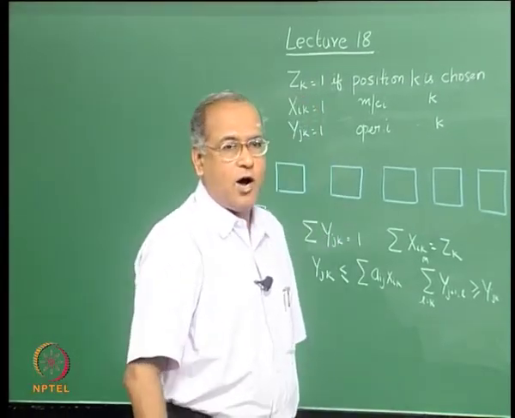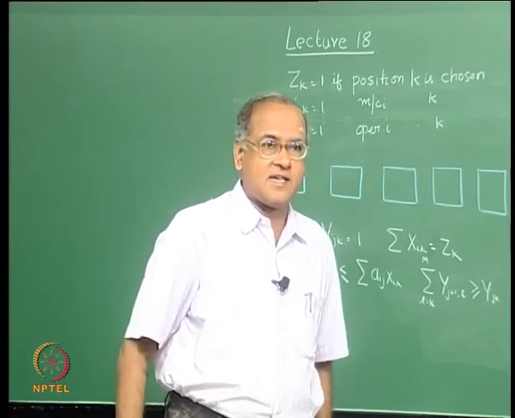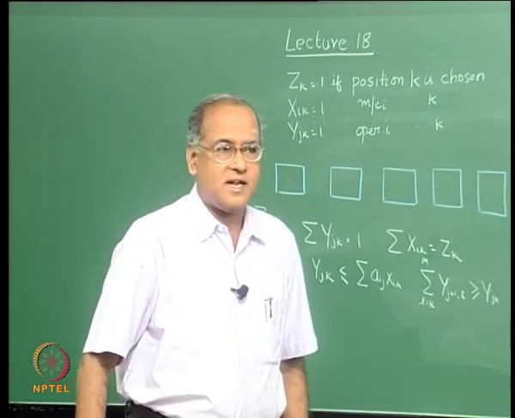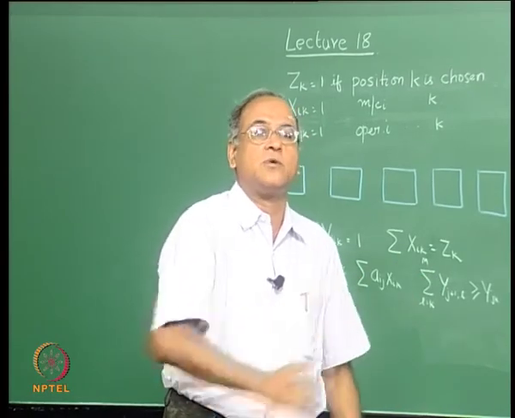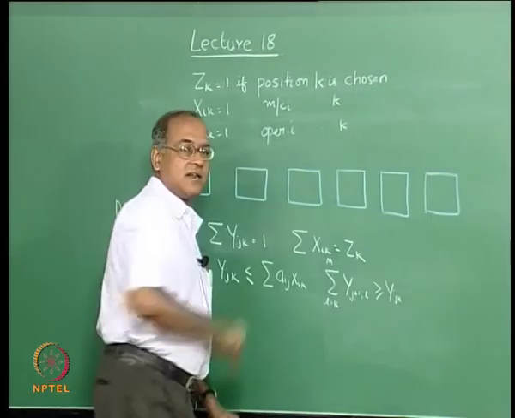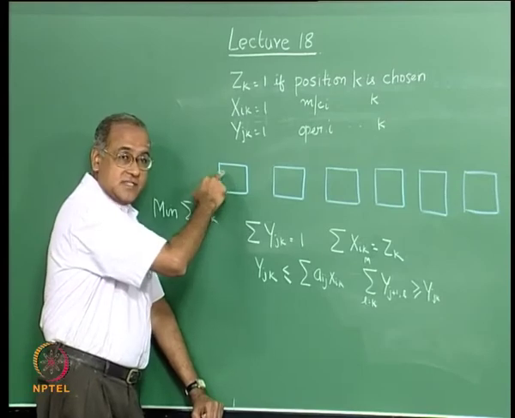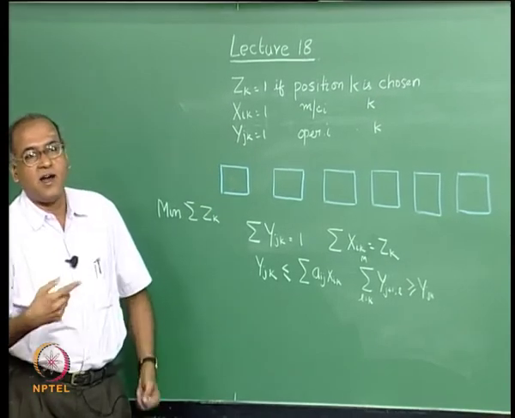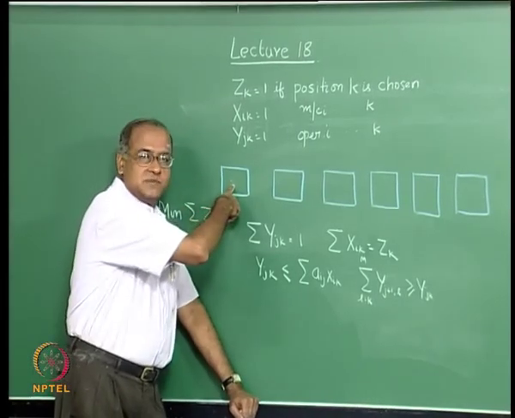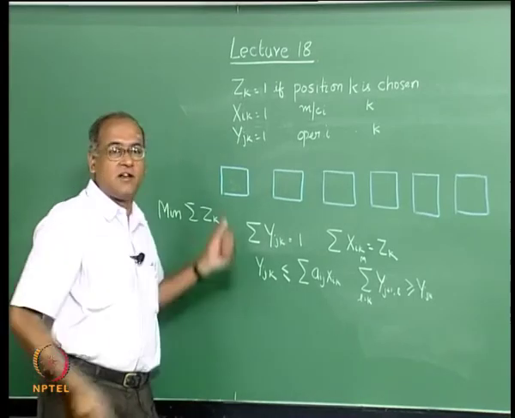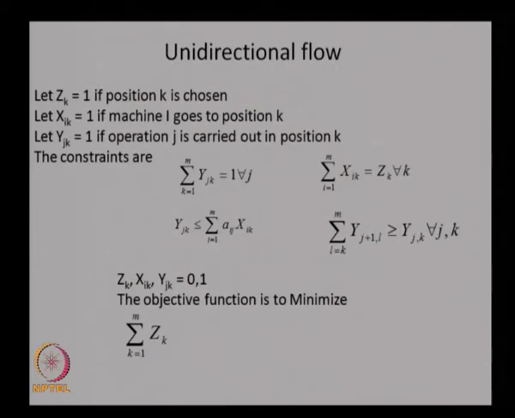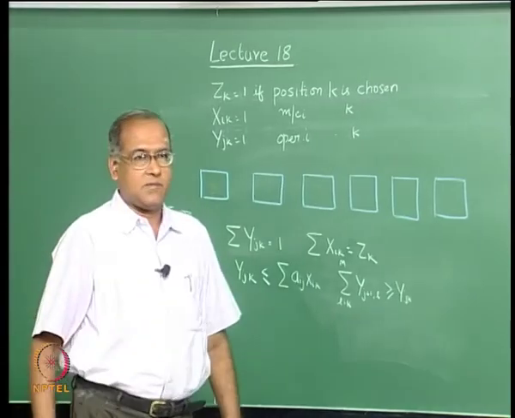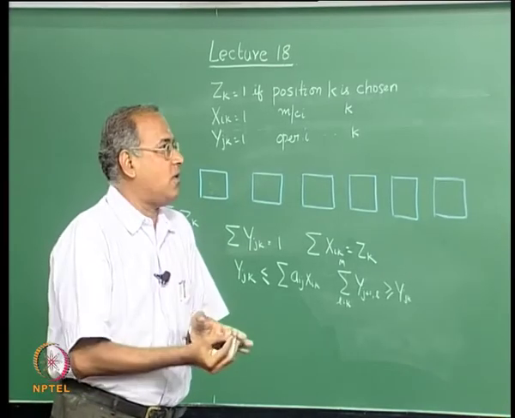So, if I am putting the fourth operation, let us say, in the second position, then I have to ensure that operations 1, 2 and 3 are already put in positions 1 and 2, so that unidirectional flow is taken care of. For example, that would prevent, if operation 6 is going to this position, then it means all the other earlier operations have to come to this position. Then you may not find machines capable of doing all of that. So, this takes care of the unidirectional flow. The real unidirectional flow comes only from this particular constraint, sigma y_(j+1),l is greater than or equal to y_jk. So, this ensures that the unidirectional flow is maintained.